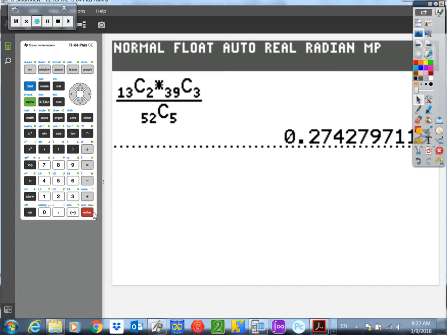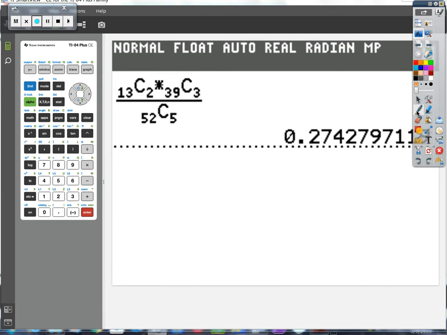In fact, I wanted to know what the numbers were. I really like fractions. This is 78 times the 39C3, which is 9,139. And of course the 52C5 was pretty large: 2,598,960. We can see that this fraction could be reduced, because I know at least I could take a 2 out of those, but the calculator could not handle that large of a number because these are being multiplied together. And so it just yielded a decimal.